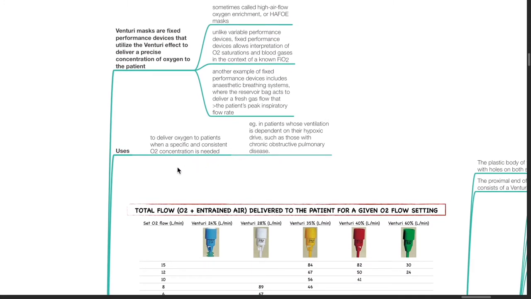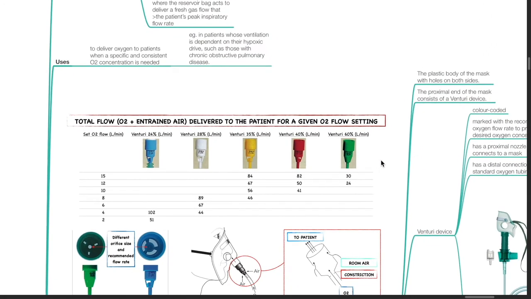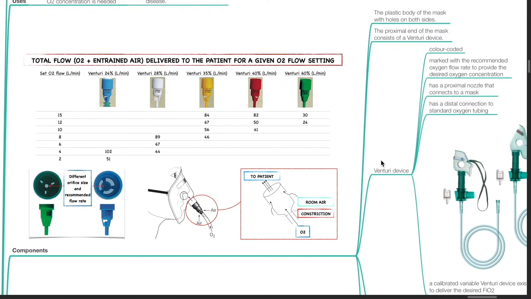Venturi masks are used to deliver oxygen to patients when a specific and constant oxygen concentration is needed, such as in patients whose ventilation is dependent on their hypoxic drive, such as in those with chronic obstructive pulmonary disease. Components.